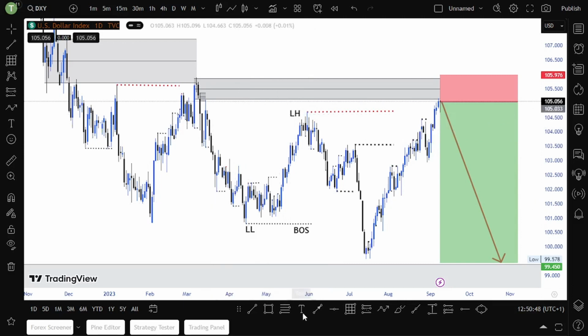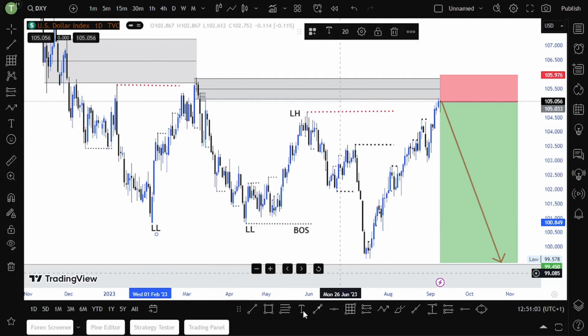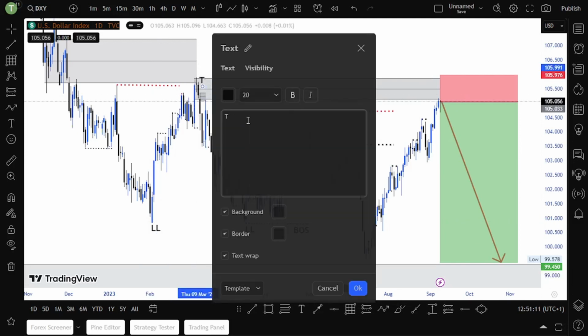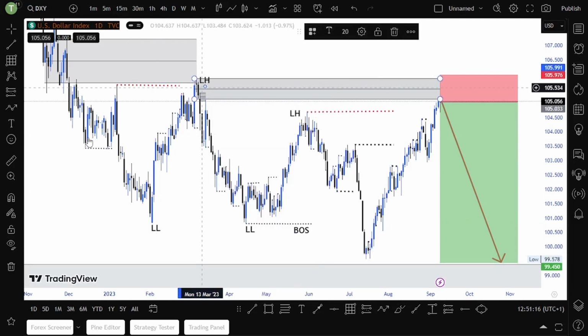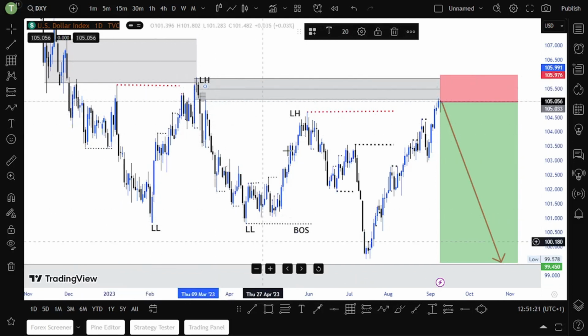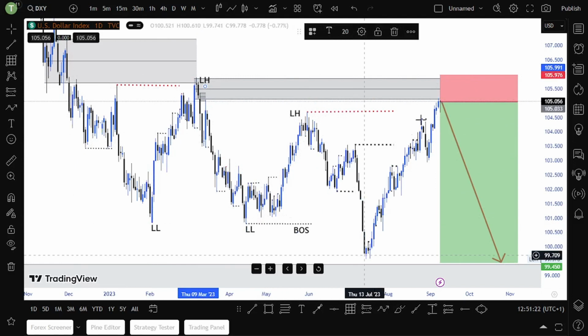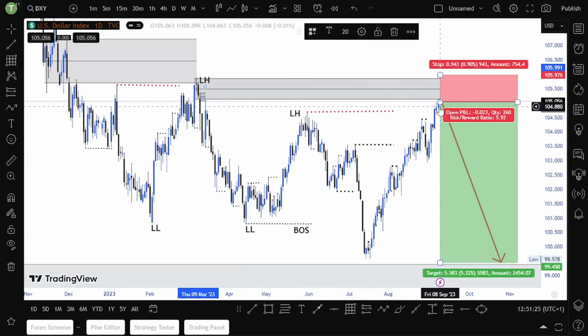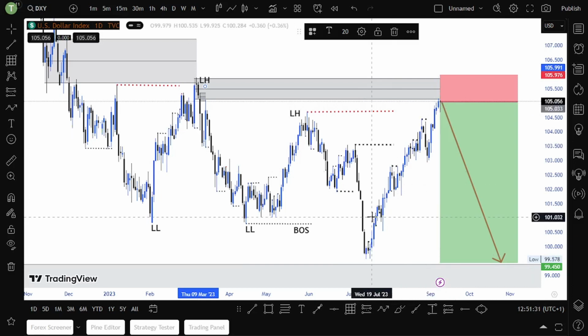So let me just make it nicely clear. This is our lower low, and this is our lower high. As you can see now, price is in a downtrend. Lower low, lower high, lower low, lower high, lower low, lower high. We are expecting a lower high. But if it fails, then we have another scenario that I showed you in the beginning. So that is my view on DXY, guys.